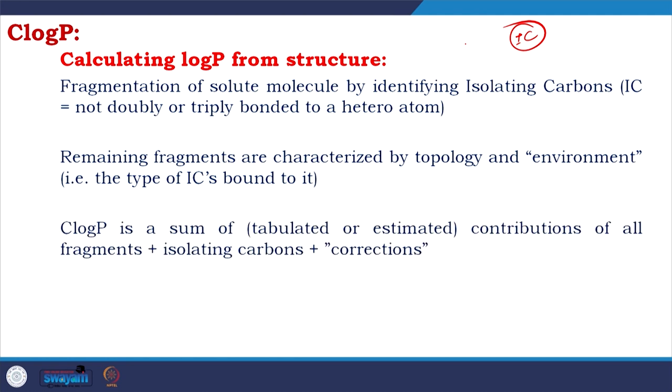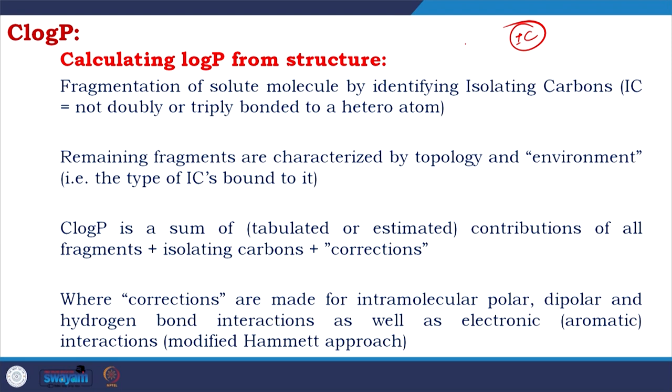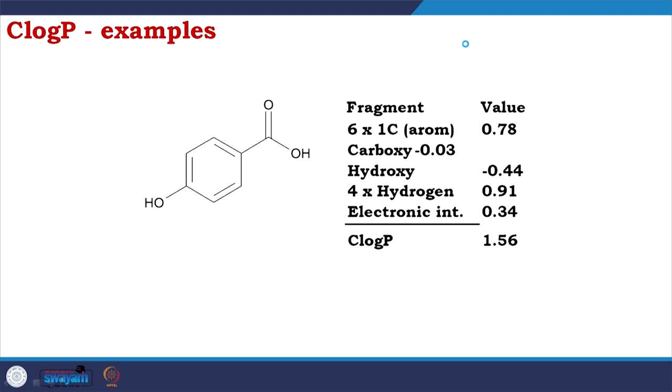C log P is a sum of contributions of all the fragments plus isolating carbons plus corrections. Corrections are based on effect. Corrections are made for intramolecular polar, dipolar and hydrogen bond interactions as well as electronic interactions, which come from the modified Hammett approach. So, we are calculating the log P, which we call C log P. C log P considers the isolated carbons, then the other remaining fragments, and corrections which are made because of polar, dipolar, intermolecular hydrogen bonds and electronic effects. So, let us see how the C log P calculation works.